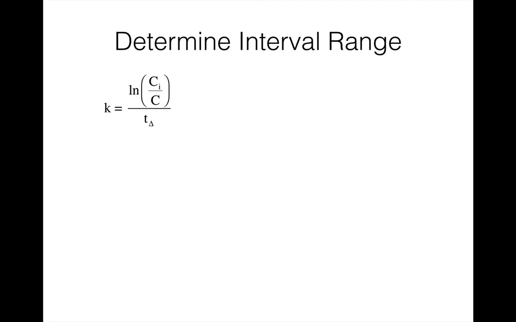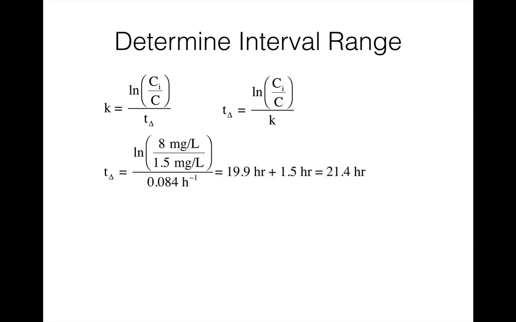Let's begin by determining the interval range. We know this equation, K equals natural log of Ci over C divided by time change. We've used it quite a bit already. And what we need to do to determine an interval is shift it around. We'll move T change to the left and elimination rate constant K into the denominator. It's important to remember that T change is what a dosage interval is. It's the time to go between concentrations.